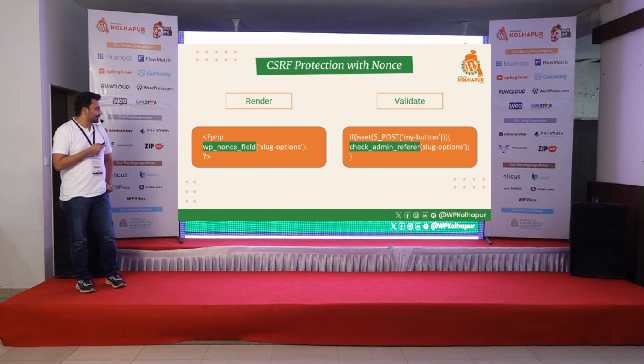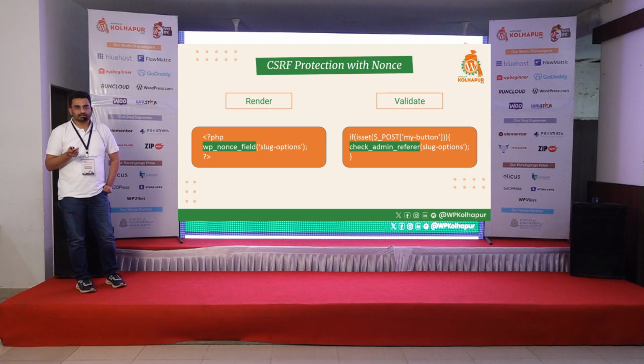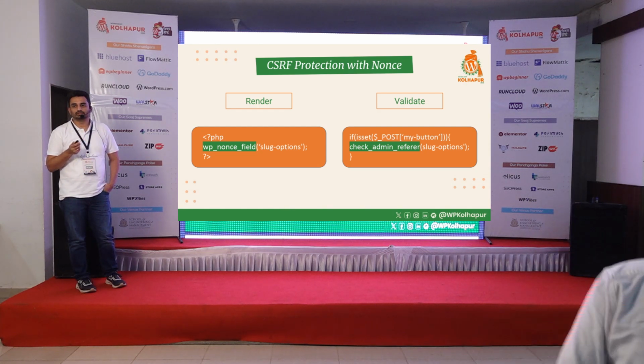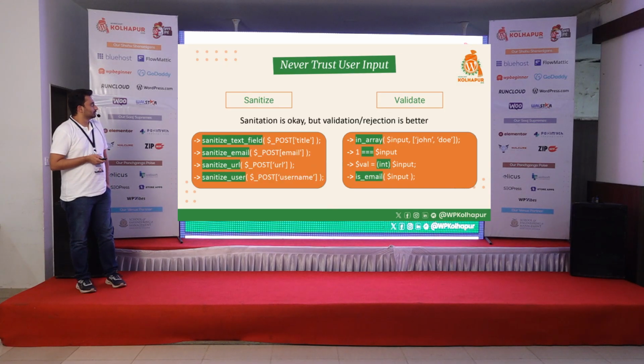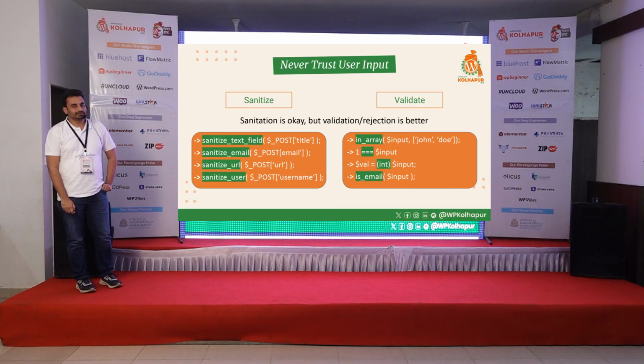So the parameter here in both the functions should be the same. If you use a different parameter in both the functions, it will not authenticate properly. So whenever you are creating two forms, let's say in the admin panel and an end user panel, you will use a different parameter for both, because you should not use the same nonce on the WordPress admin side and the end user side.